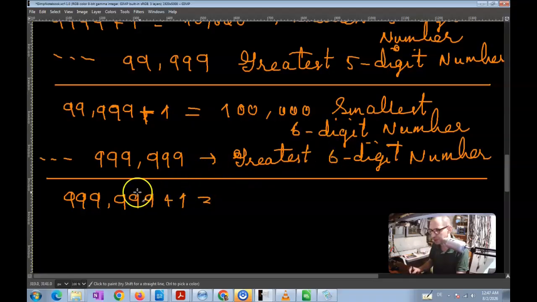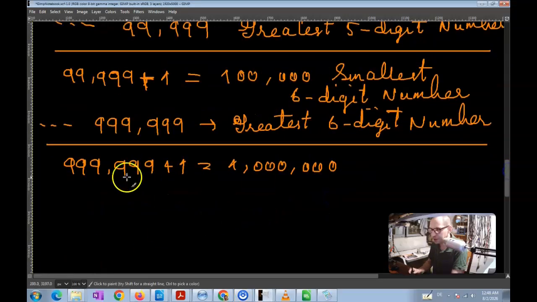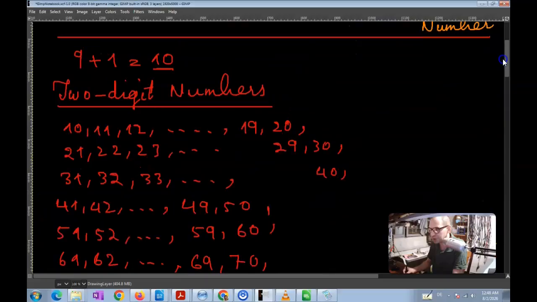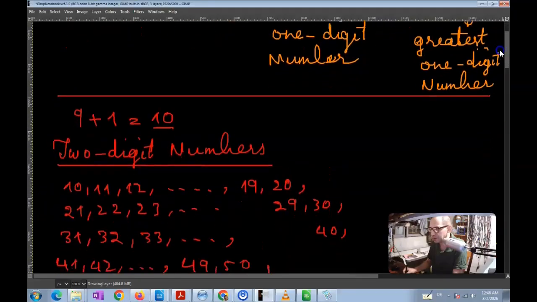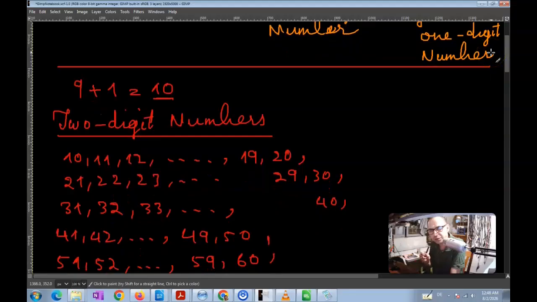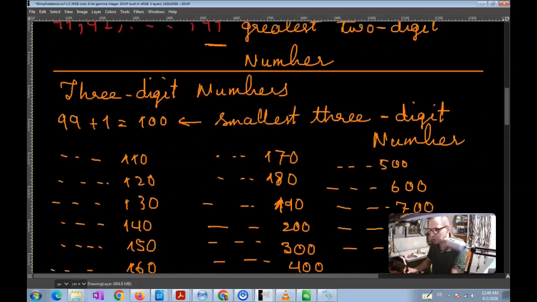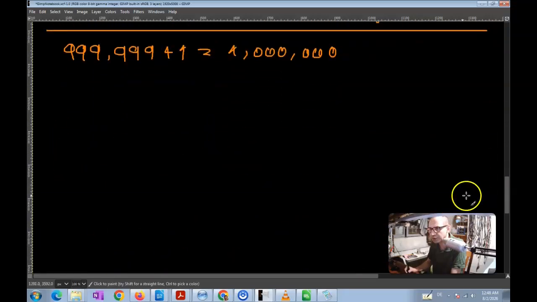1 million, right? Which is then the smallest 7-digit number, and then 8 digits and 9 digits and so on and so forth, right? So that's basically how the decimal number system works. And it would be interesting and also useful to know these things about the decimal number system, so that sometimes you can do a couple of things with them.